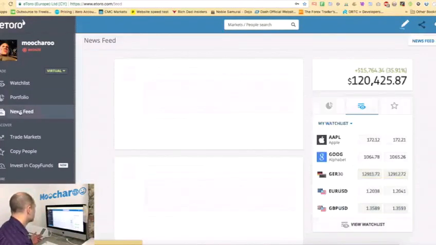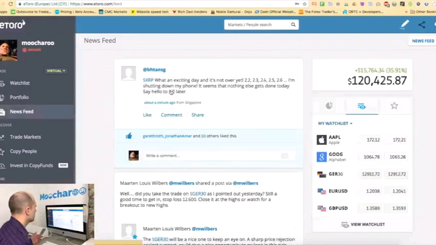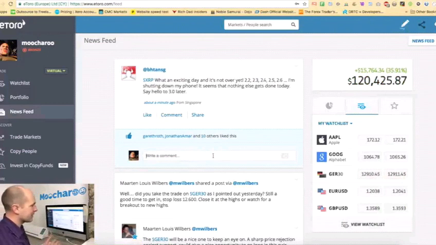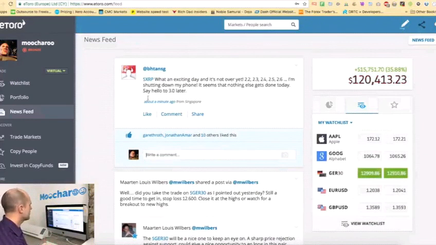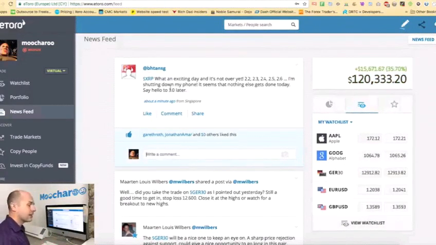And then you've got your news feed, and in your news feed you can write anything you like in there. I'm not going to do it because this is actually the actual proper news feed. And you can just add a $ before any sort of commodity or stock, and it will come up so that it gets tagged basically, and also with the @ symbol to actually mention anybody in there. So you could mention me, you just put @Mucharu, and I'll come up there in your comment.